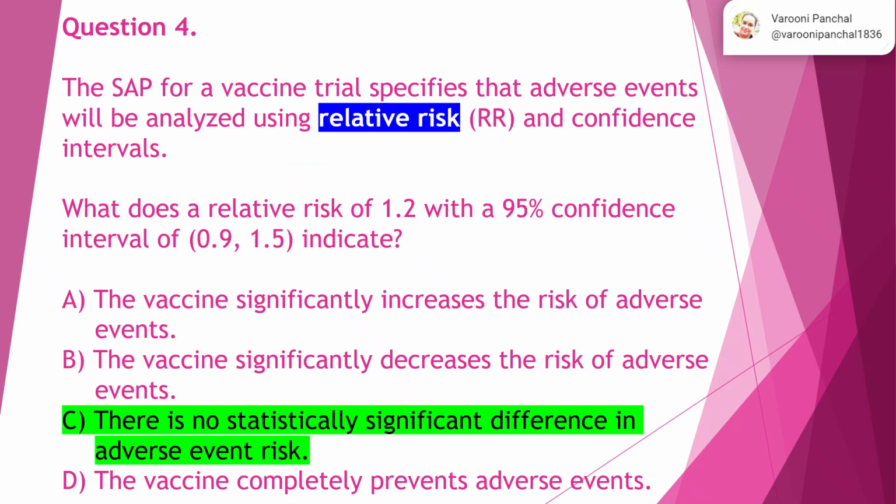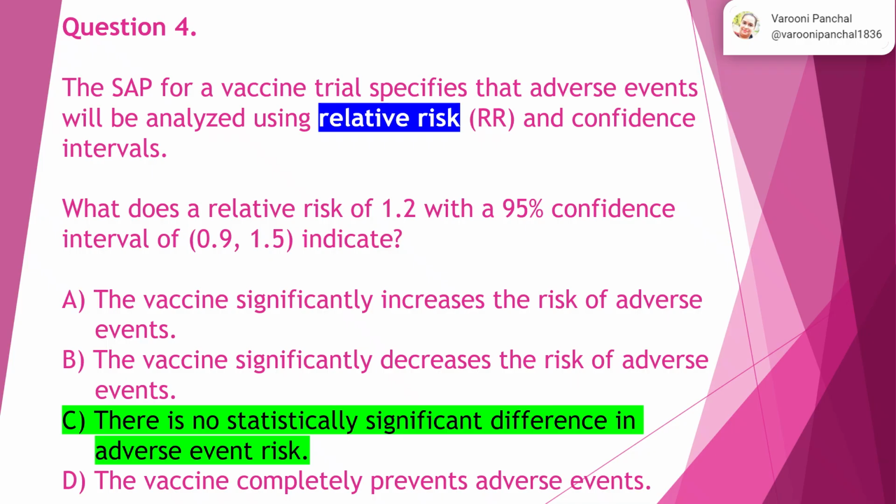Question 4. The SAP foreign vaccine trial specifies that adverse events will be analyzed using relative risk (RR) and confidence interval. What does a relative risk of 1.2 with a 95% confidence interval of 0.9 and 1.5 indicate? Option A says the vaccine significantly increases the risk of adverse events.